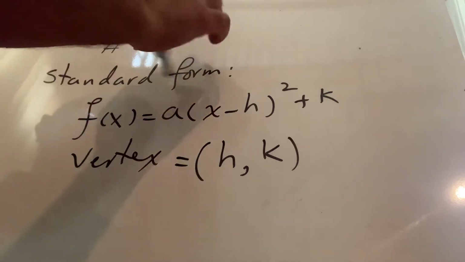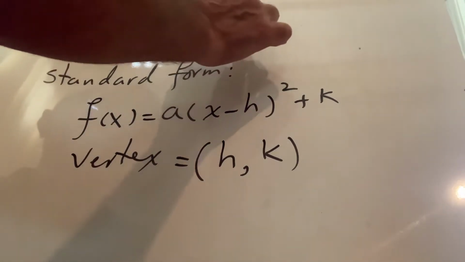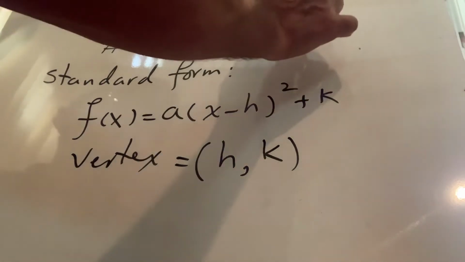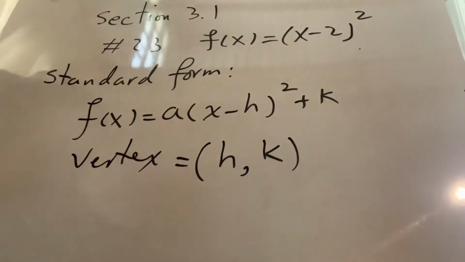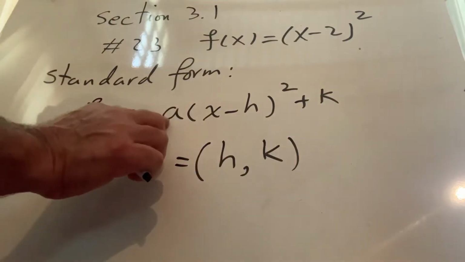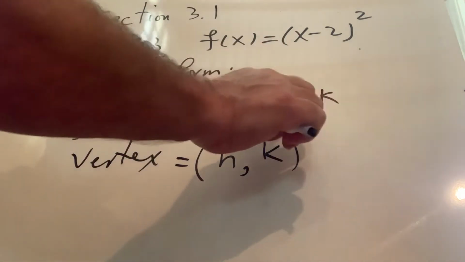So in our problem, number 23, if you look at it very carefully, it's actually almost in standard form. We have f of x equals x minus 2 squared. Okay, so as you can see, the only thing missing is the k. You already have x minus 2 squared, and of course your a can be taken to be 1. If there's nothing in front, there's always a 1. So of course, we are missing the k.